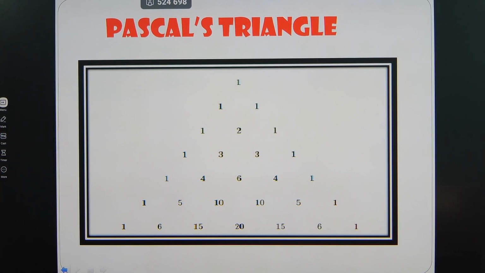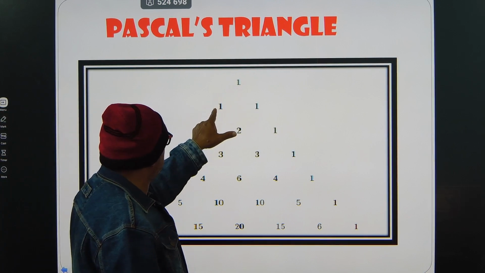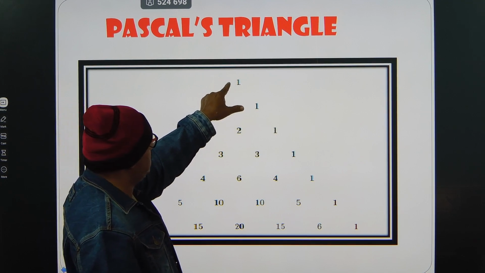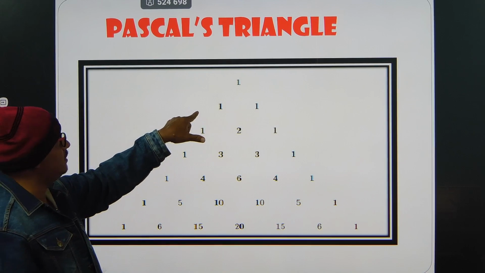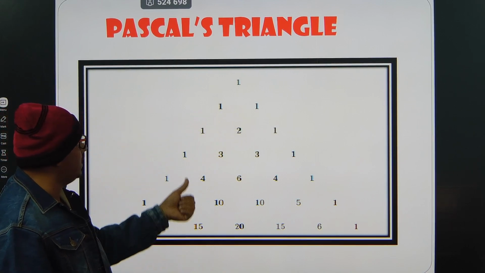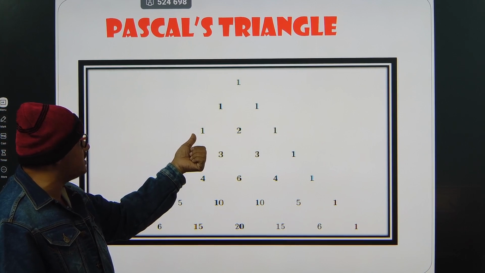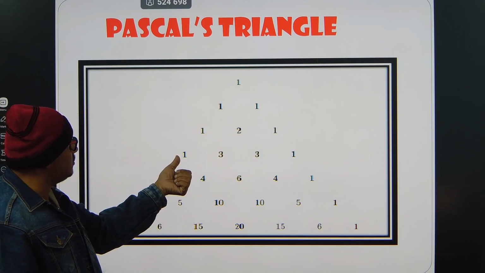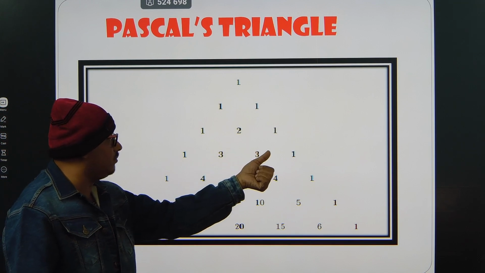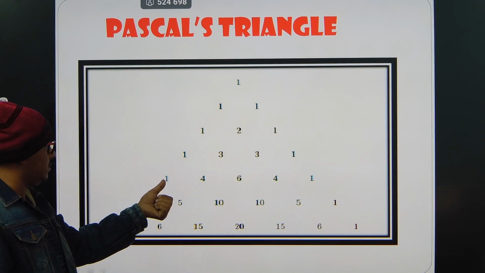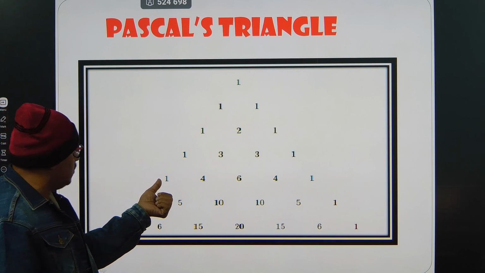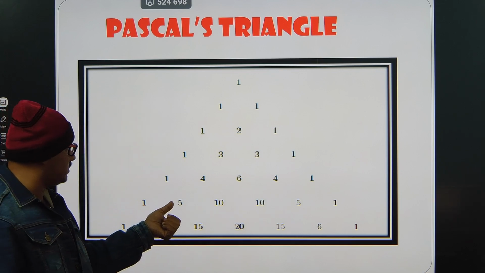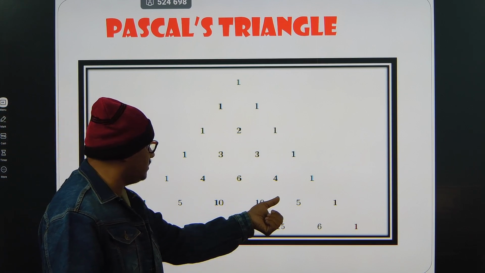See the Pascal triangle. Here 1, for index 0 the expression term is 1. When index is 1, two coefficients 1 1. When index is 2, coefficients are 1 2 1. In case of index 3, 1 3 3 1. In case of 4, 1 4 6 4 1. In case of 5, 1 5 10 10 5 1.